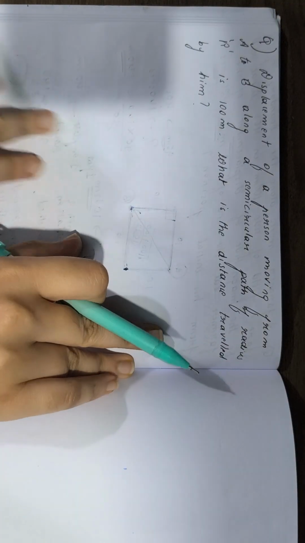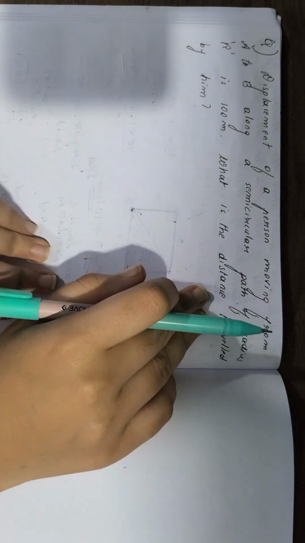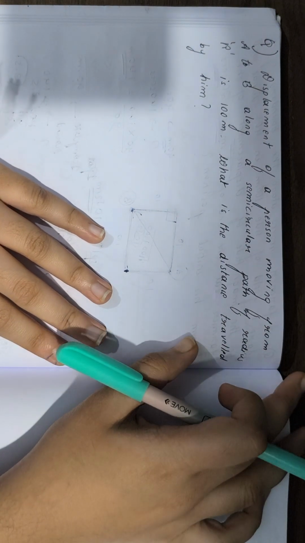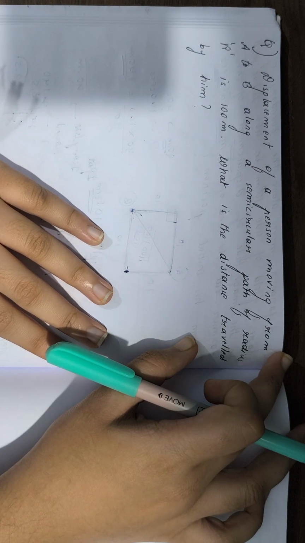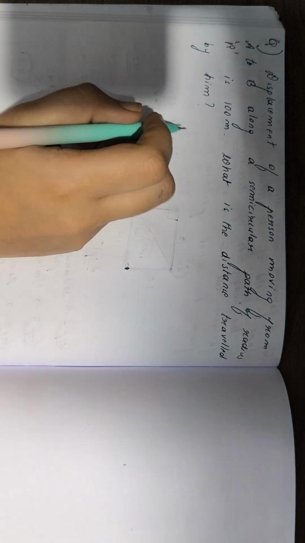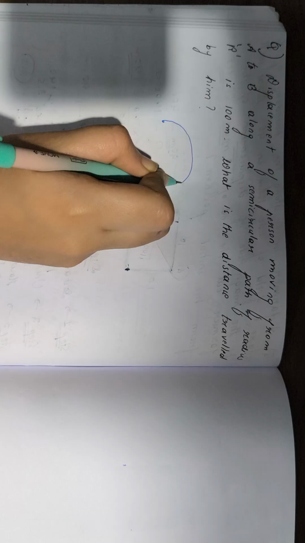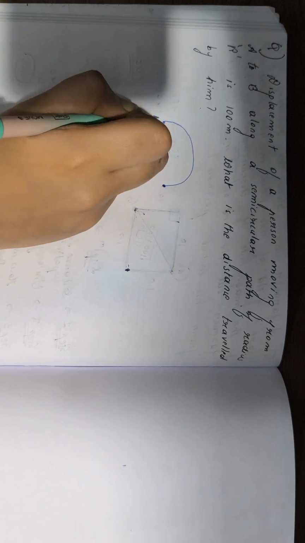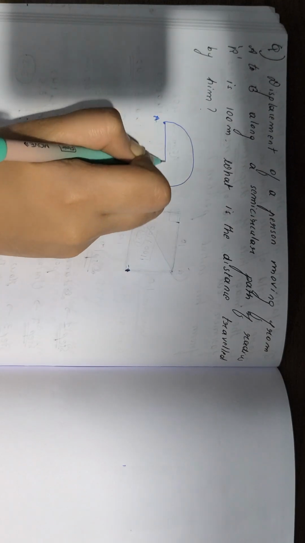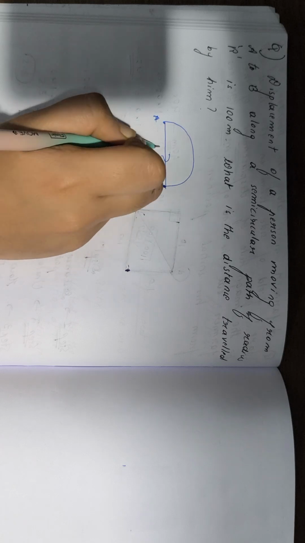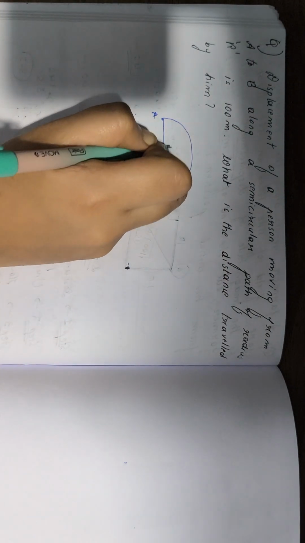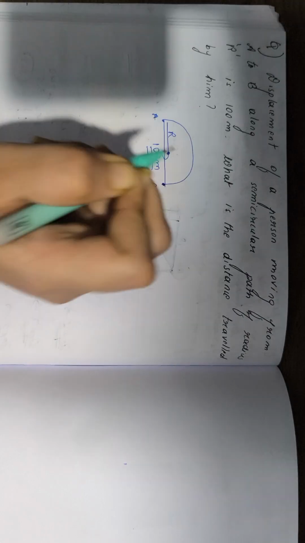This is a little level up question. The previous question was your NCERT question; this is a level up question now. The displacement of a person moving from A to B along a semicircular path of radius r is 100 meters. Let us say this is a semicircular path like this. This is A, this is B. They have told that the displacement from A to B is 100 meters, and this is the radius r.